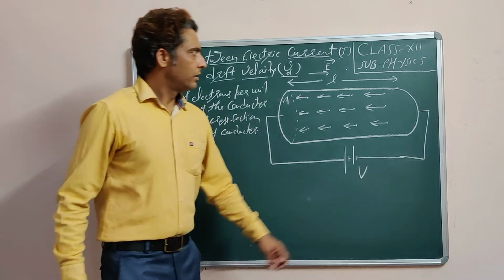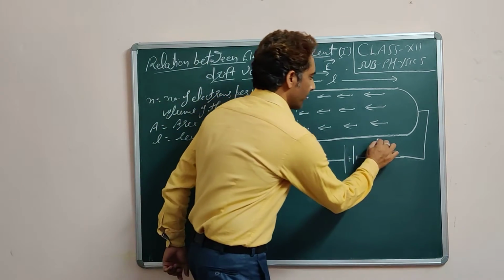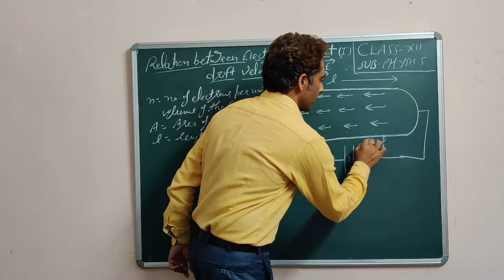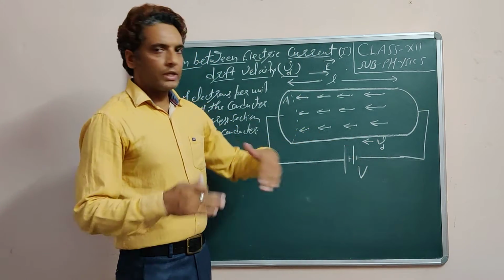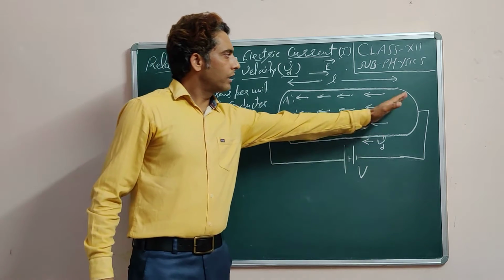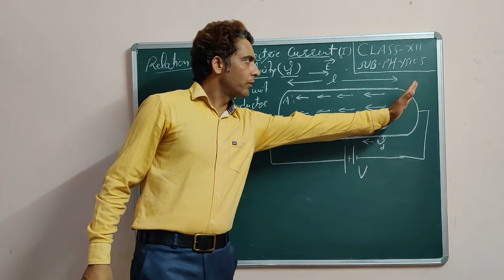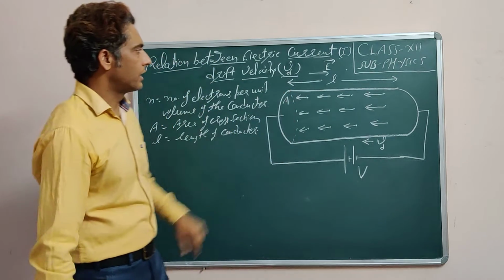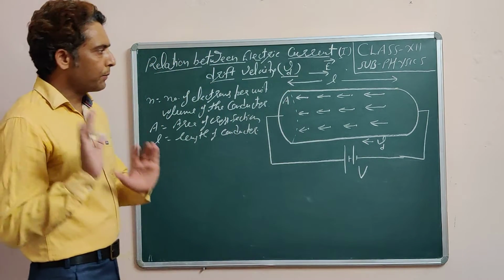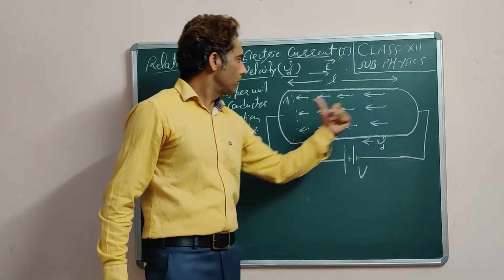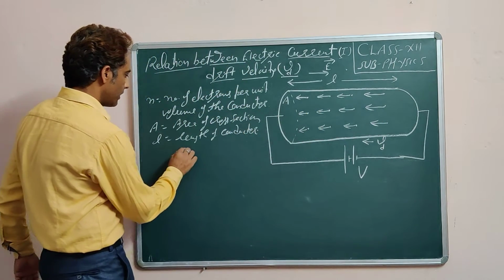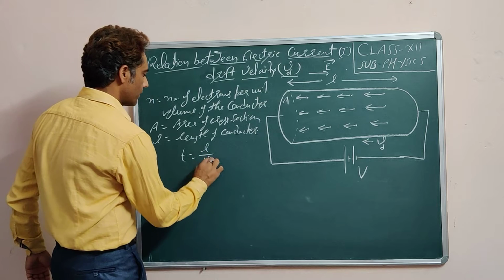Now we assume that Vd is the drift velocity. Then we can calculate the time taken by the current carriers in moving from this end to this end. If T is the time taken by the current carriers in moving from this end to this end, then we can write T is equal to L over Vd.